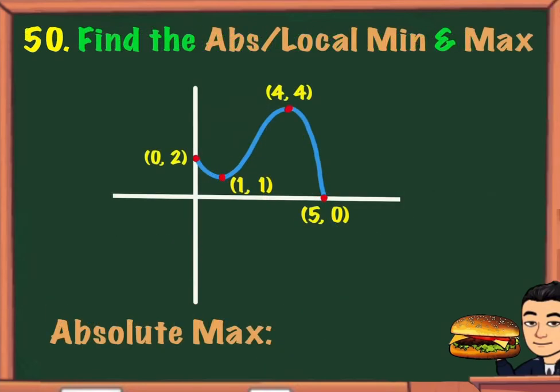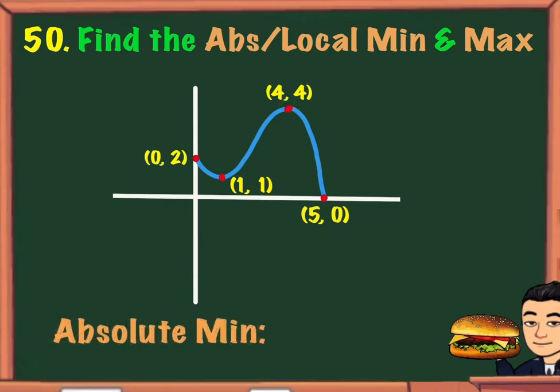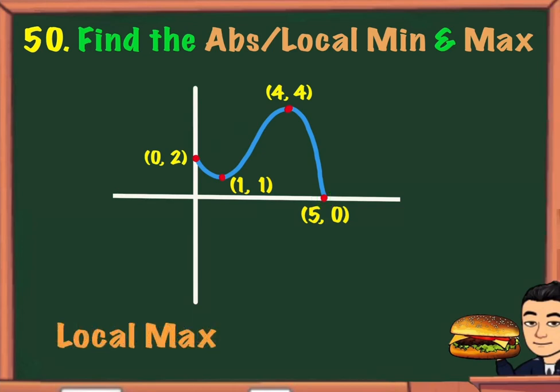For number 50, let's find the absolute maximum is the highest point, located at 4, comma, 4. The absolute minimum is the lowest point, located at 5, comma, 0. For local maximum, look for the function where it goes increasing to decreasing. And that point is the local maximum at 4, comma, 4. For local minimum, the function went from decreasing to increasing. So this point is your local minimum, located at 1, comma, 1.